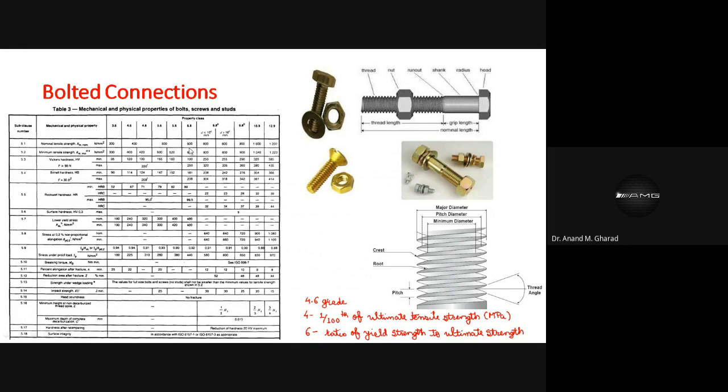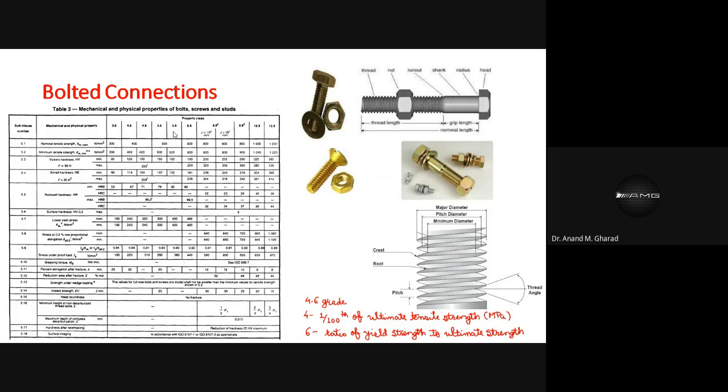Now, the most important thing which we need to consider is the mechanical and physical property of the bolt. Screws and studs are the same thing. Only from the usage point of view, the terminology will change. Now, see, what are the mechanical and physical properties? Can you see this property class? This is 3.6, 4.6, 4.8, 5.6, and so on. So these are nothing but the grades of the bolt.